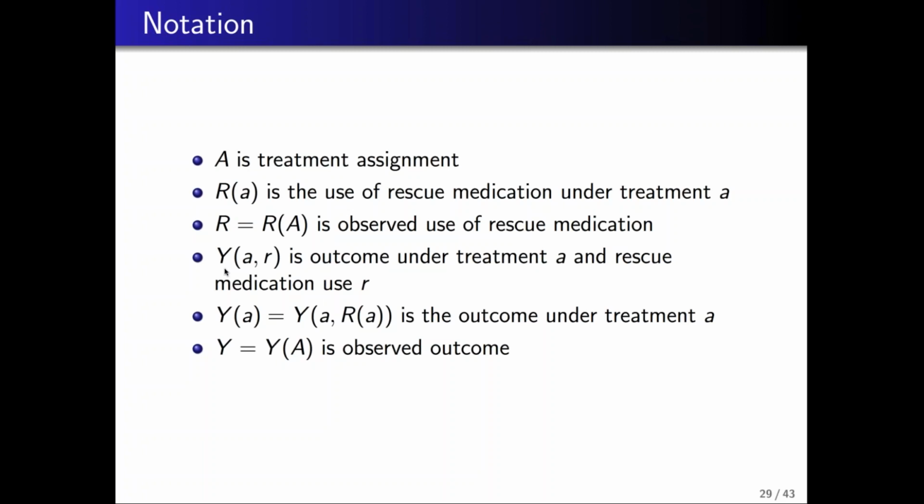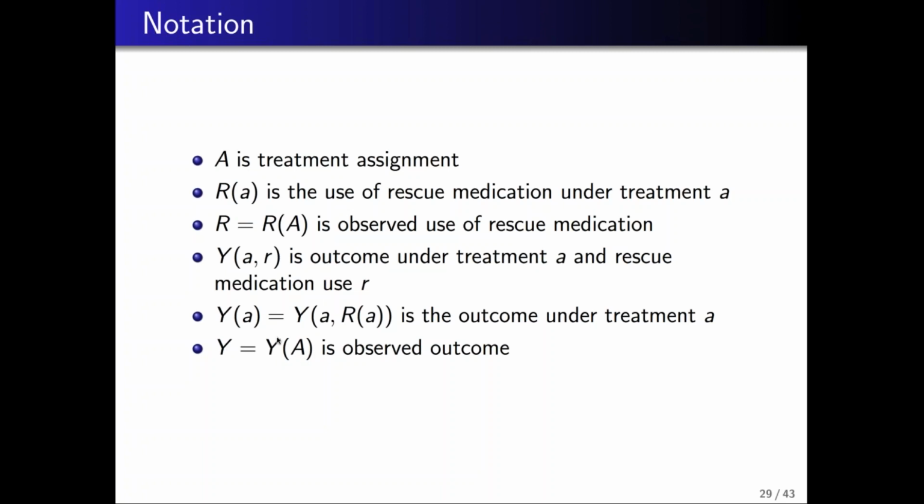Then I'm going to define a potential outcome, but now I'm going to index it by two quantities, both your treatment assignment and your use of rescue medication. So Y of A comma little r will be your potential outcome under treatment little a and rescue medication use little r. Y of little a, your potential outcome under assignment A, can be written as Y of little a comma capital R of little a. That's your outcome under treatment little a, and Y of capital A is your observed outcome.